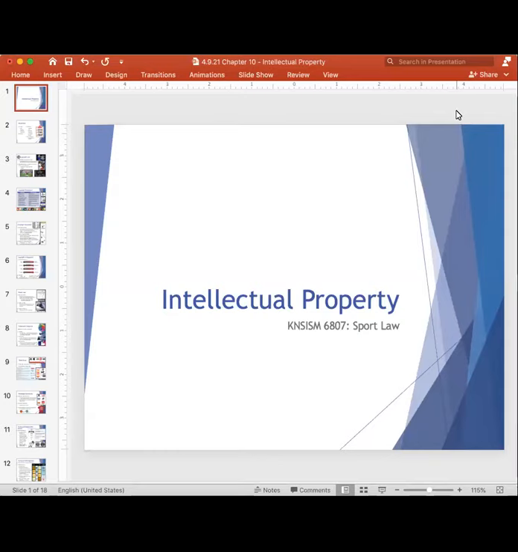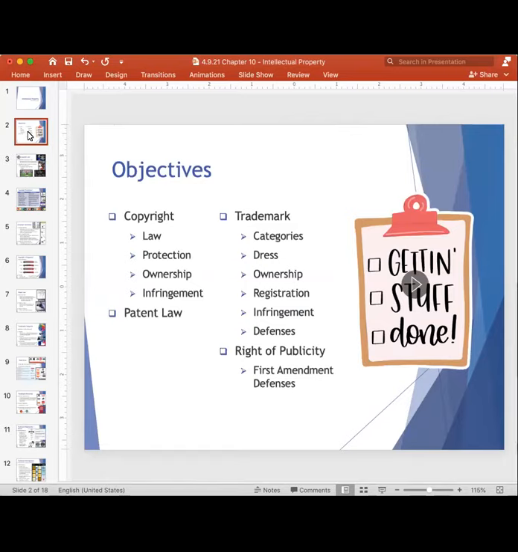This lesson will focus on intellectual property. Within this lesson, we will discuss copyright law, patent law, trademark law, as well as right of publicity.